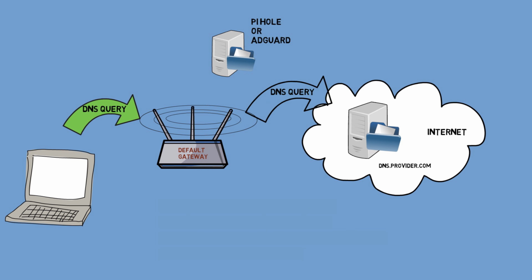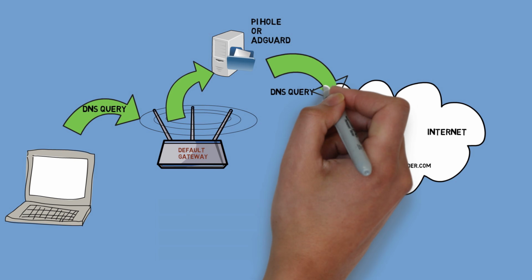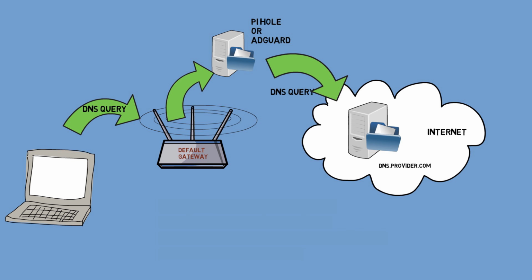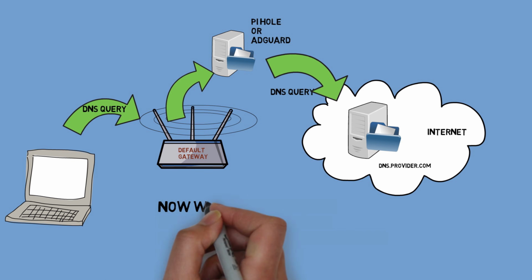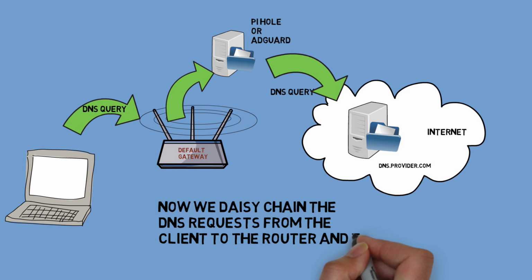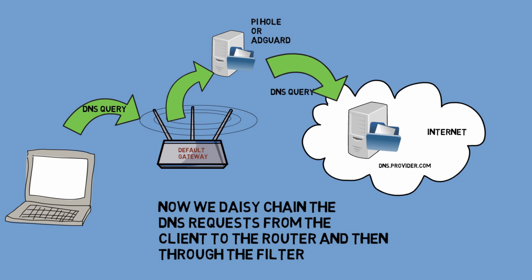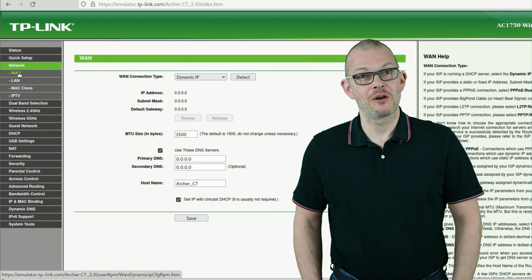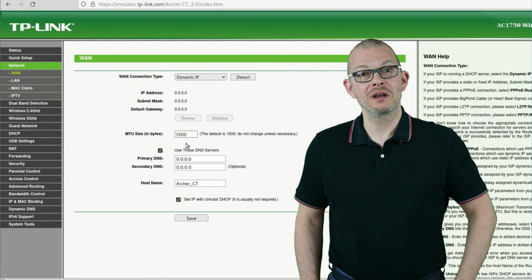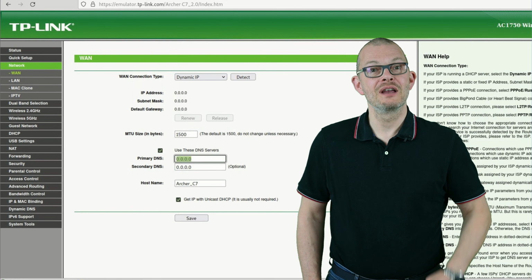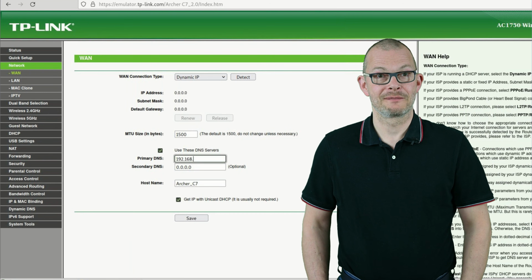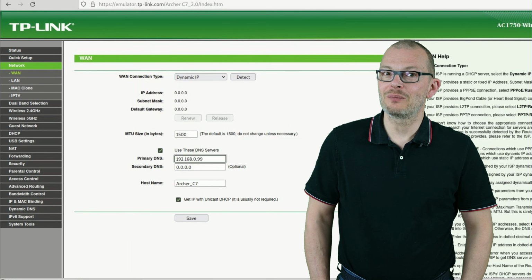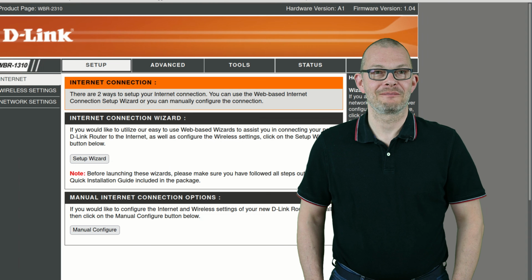A client would hence continue to use the router as a DNS server, and the router in turn would forward that request to the filtering machine rather than directly to the ISP. This can again be done without specific router firmware. In the TP-Link firmware, I would go to Network, WAN, and tick the box, use these DNS servers. And again, put in the IP address of the DNS filter machine.